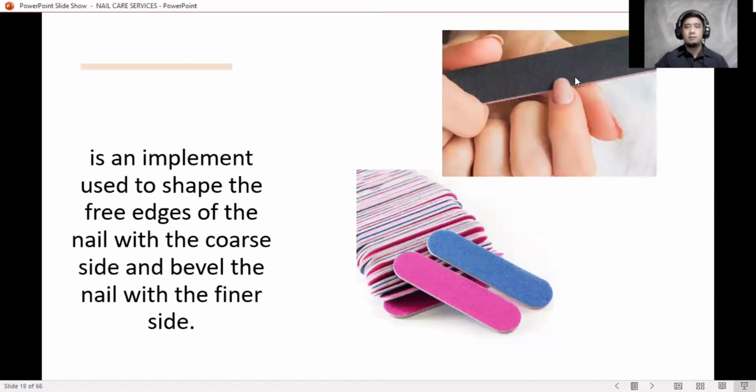Next, we have this one. It is an implement used to shape the free edges, mga dulo ng ating kuko, with the coarse side and bevel the nail with the finer side. And we call this one a nail file. So kanina we have the foot file. Now we have this nail file.